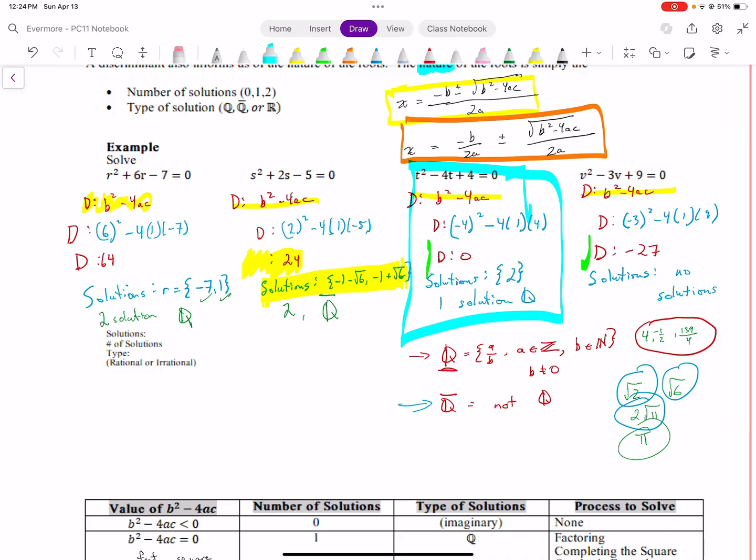Well, I'm just going to highlight my discriminant here. If this number here is 0, then you'll have one solution, because this part of the equation will be 0. So you have one solution, that is negative b over 2a.